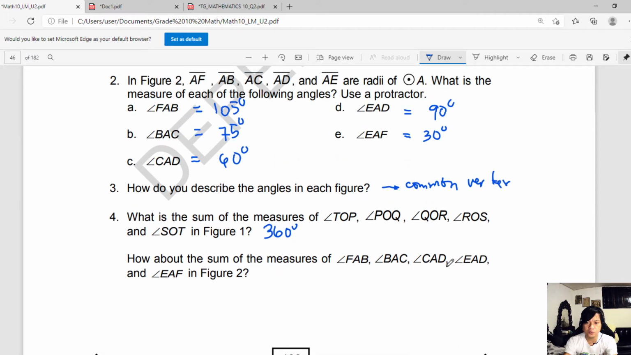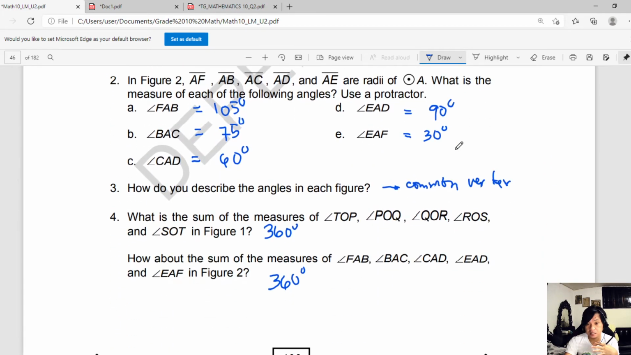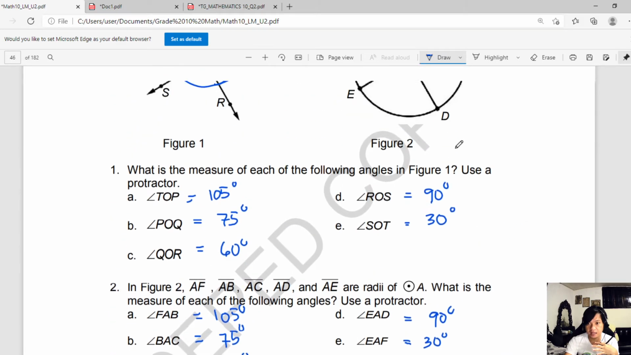For figure 2, yun din. So the same din man sila. So 360. Or pwede kasi it is a circle. Since the measure around a circle is 360. So, ibig sabihin, 360 yung measure ng angles.